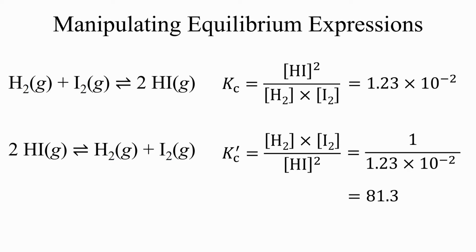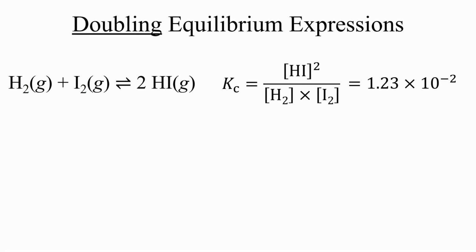Which makes sense. Based on our first reaction, we saw that this favored the hydrogen and the iodine. So if we write the hydrogen and the iodine as reactants, we're going to get a very small number, but if we write them as products, we're going to get a very large number. Nothing has really changed about the conditions or the equilibrium constant, we just are showing it from a different point of view. So what else can we do with the equilibrium constant?